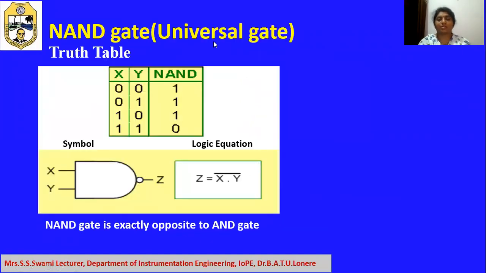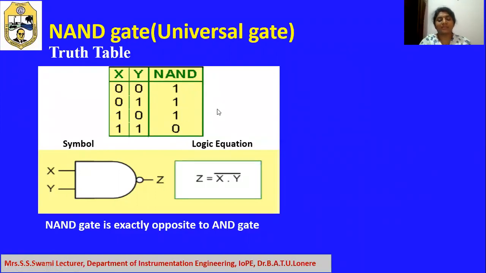NAND gate. It is called as universal gate. Truth table is shown here. This is the symbol and this is the logic equation. So when x is equal to 0, y is equal to 0, output of NAND gate is 1. When x is equal to 0, y is equal to 1, output of NAND gate is 1. When x is equal to 1, y is equal to 0, output of NAND gate is 1. When x is equal to 1 and y is equal to 1, output of NAND gate is 0.